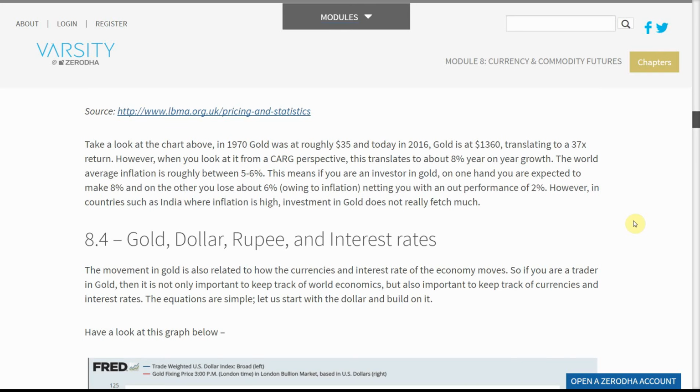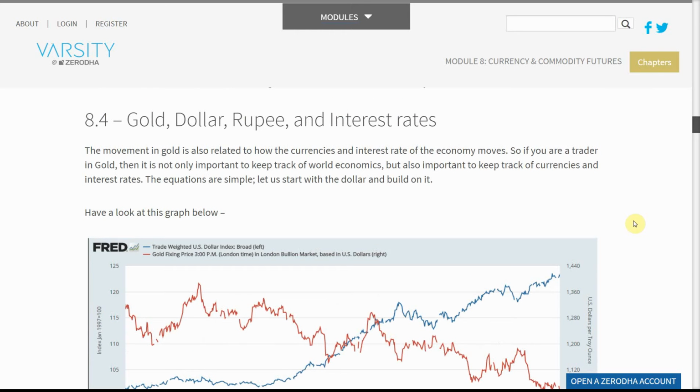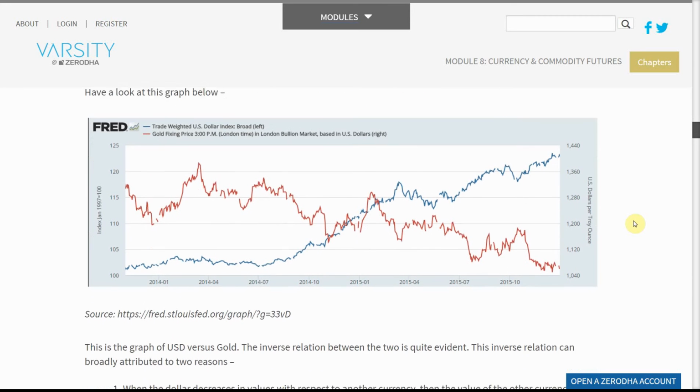8.4 Gold, dollar, rupee, and interest rates. The movement in gold is also related to how the currencies and interest rate of the economy moves. So if you are a trader in gold, then it is not only important to keep track of world economics, but also important to keep track of currencies and interest rates. The equations are simple. Let us start with the dollar and build on it. Have a look at this graph below.